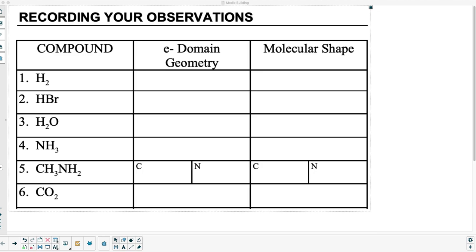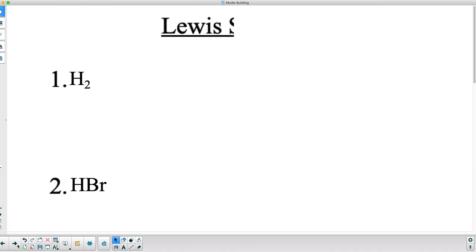So this is recording your observations, the compound, electron domain geometry, and molecular shape. To be able to do electron domain geometry and molecular shape, you need to write the Lewis structure. So let's go to the Lewis structures. Okay, so for the Lewis structures here, for number one, I have H2.